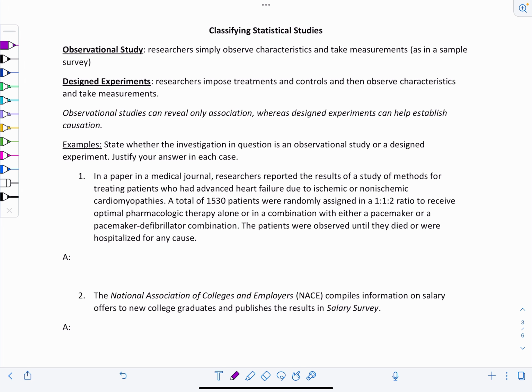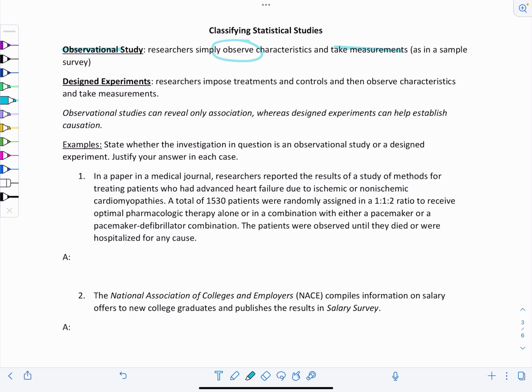Now we need to get into classifying statistical studies. So there's two main kinds of statistical studies. The first one is an observational study. In an observational study, I mean, it is what it sounds like. Researchers simply observe characteristics and they take measurements, as in a sample survey. Like if I were to ask you guys, what's your favorite ice cream flavor? Comment down below. I mean, why not? That would just be observational.